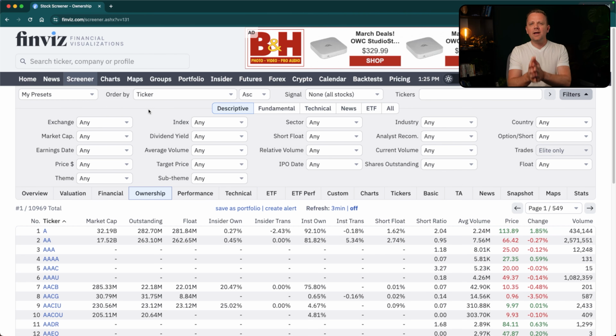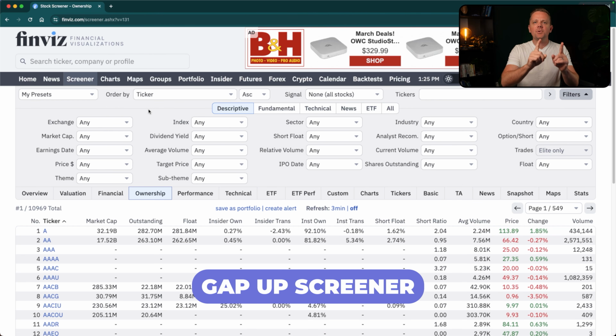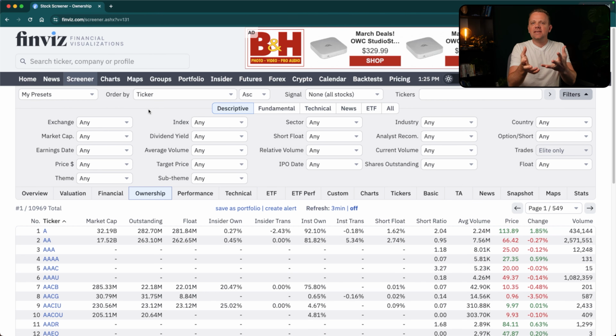All right, now that we have our breakout screener, let's create a gap up screener. So what exactly is a gap up? Well, a gap up happens when a stock opens significantly higher than where it closed on the previous day. This is usually driven by earnings, news, or some type of catalyst. Now, when that gap is backed by strong volume and a small float, like we talked about earlier, it can turn into a powerful intraday or multi-day move. This screener is one you should run every morning before the market opens.